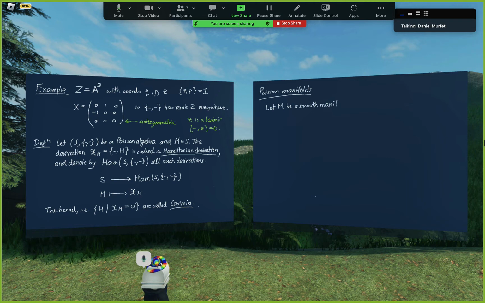All right, first some definitions. Everything I'm going to say works for complex manifolds, but I'll just stick with smooth manifolds over R, I guess, for simplicity. I'm going to write O_M for the sheaf of smooth functions.